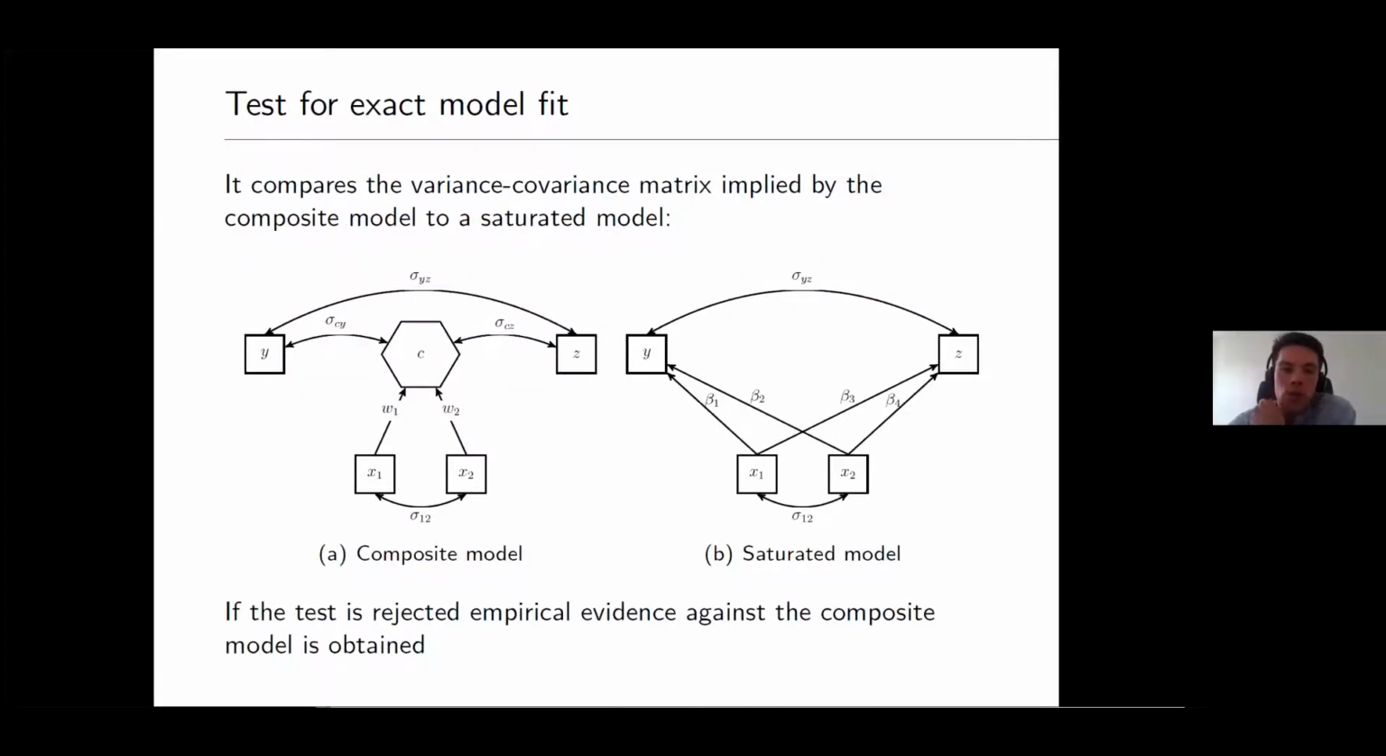So here I show what actually the test for overall model fit is doing. On the left-hand side, we have again the minimal composite model that I showed you previously. And then what the test for overall model fit does, it compares it to a saturated model, for example, the model that you see on the right-hand side. And if the test rejects the null hypothesis, then our specified model shows a significantly worse fit compared to a saturated model, and then we have obtained empirical evidence against our specified composite model.